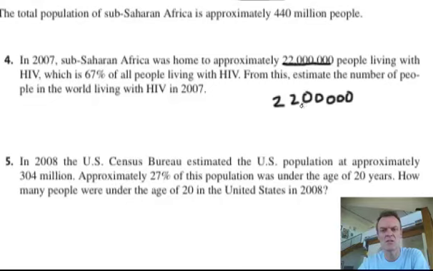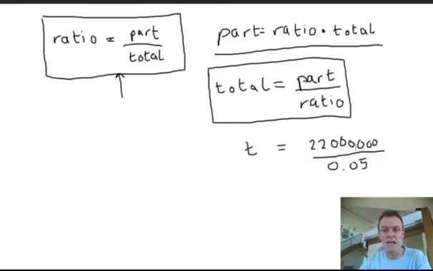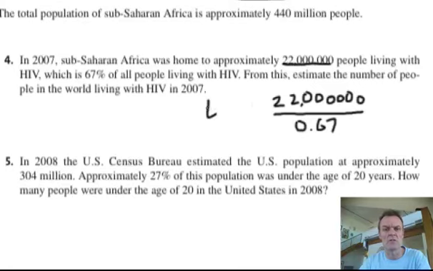So that's 22, I need an extra 0. This now represents 67% of the people in the world. Not just the population, just those people that have AIDS. So same thing again, very similar to that. I'm putting the part over the ratio to find the total. Again, the total is the part over the ratio.